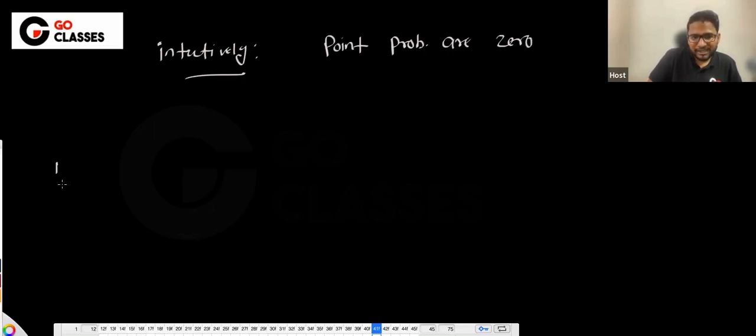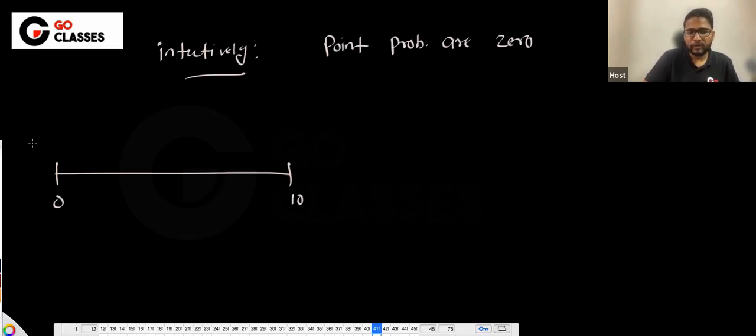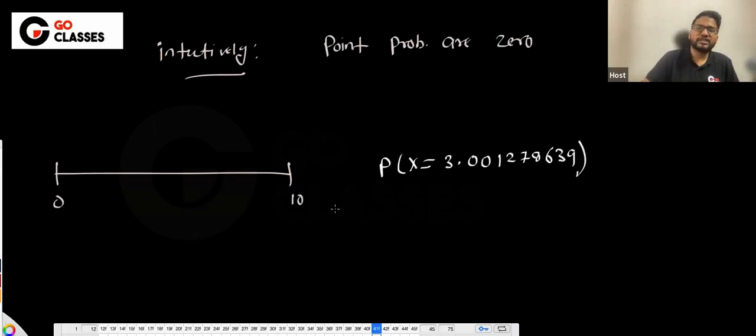So suppose that there is a range from 0 to 10. And let's not worry about the exact distribution. It could be the uniform distribution, or some other distribution, which means maybe between 3 to 6 you are more likely to get some point. That's okay, but let's not worry about the exact PDF. But if I just ask you, what is the probability of some specific point? Maybe it could be anything, maybe 3.00127863.